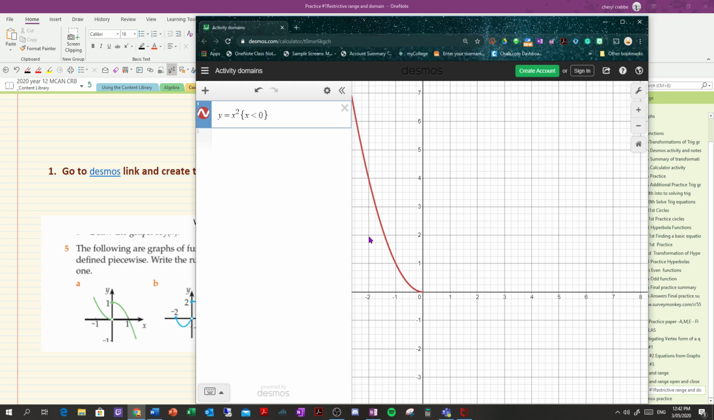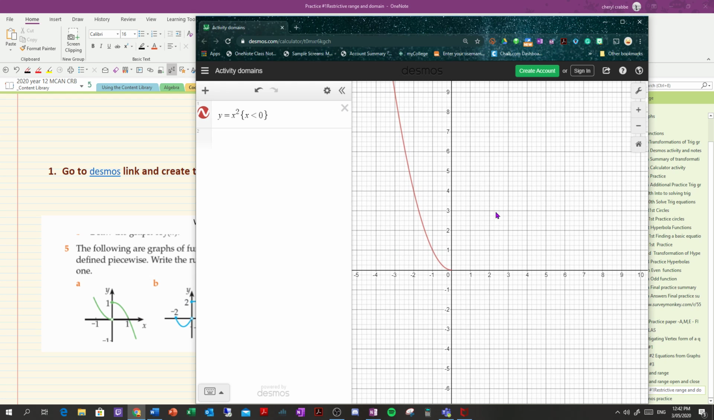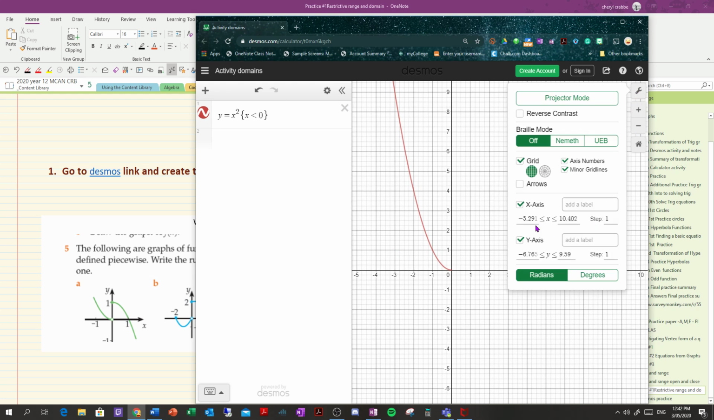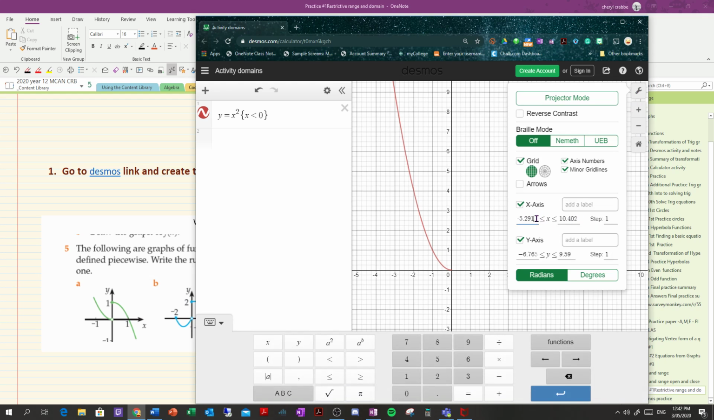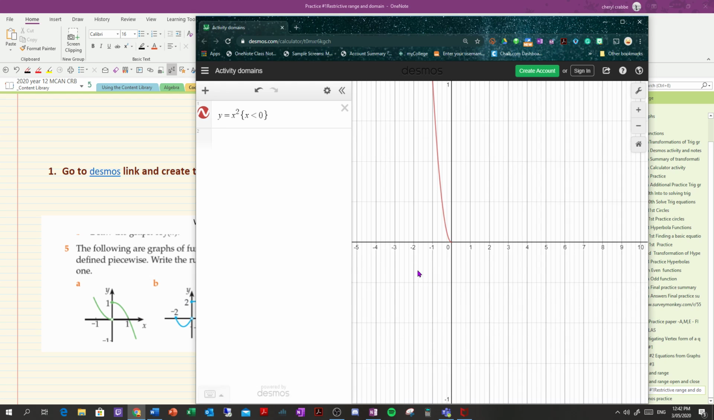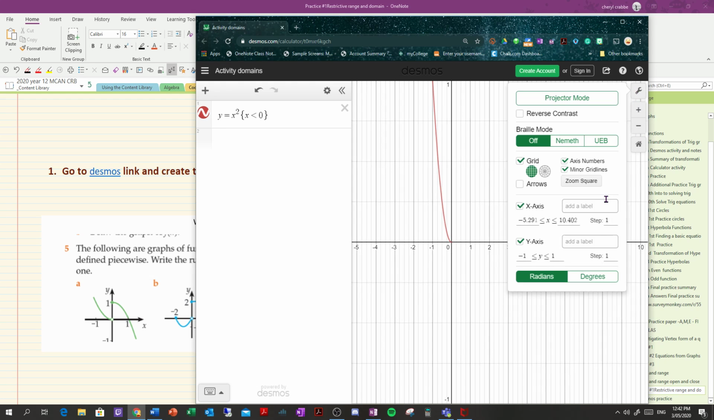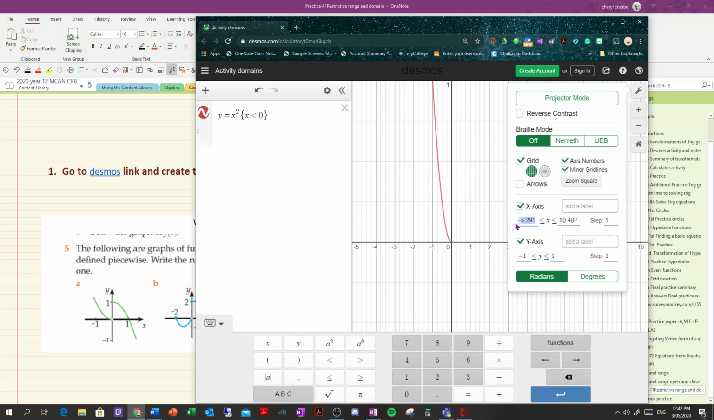And although this graph shows more than the -1 to 1, if I wanted to change this so that on the y-axis it only did -1 to 1, right? And this only did -1 to 1.